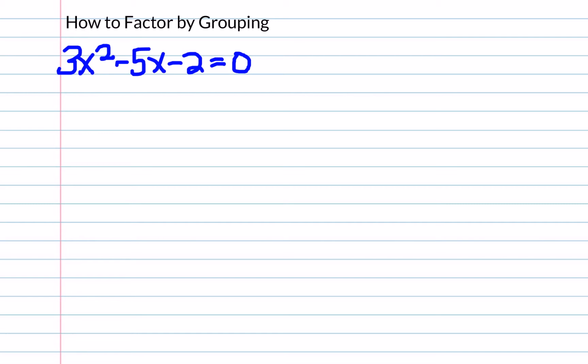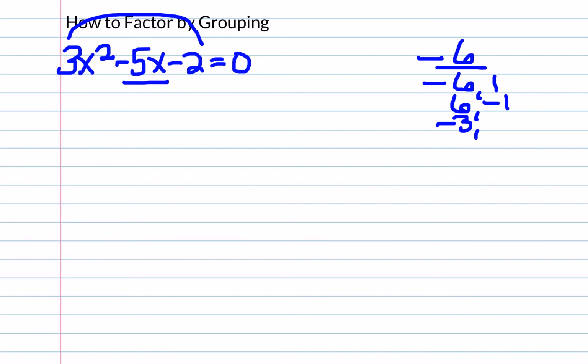When we have something like this, we need to multiply the first and last numbers. That product is negative 6. We go to the side of our paper and we investigate factors of negative 6 that combine to give us the middle term, negative 5. We have negative 6, positive 1, positive 6, negative 1, negative 3, positive 2, positive 3, and negative 2.